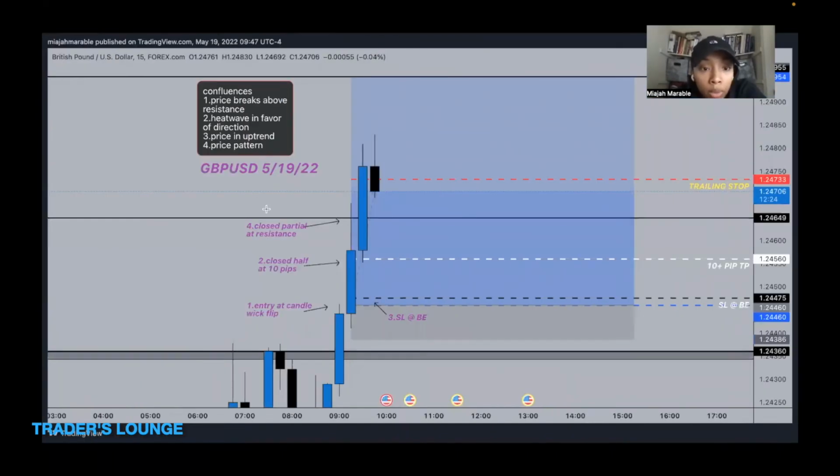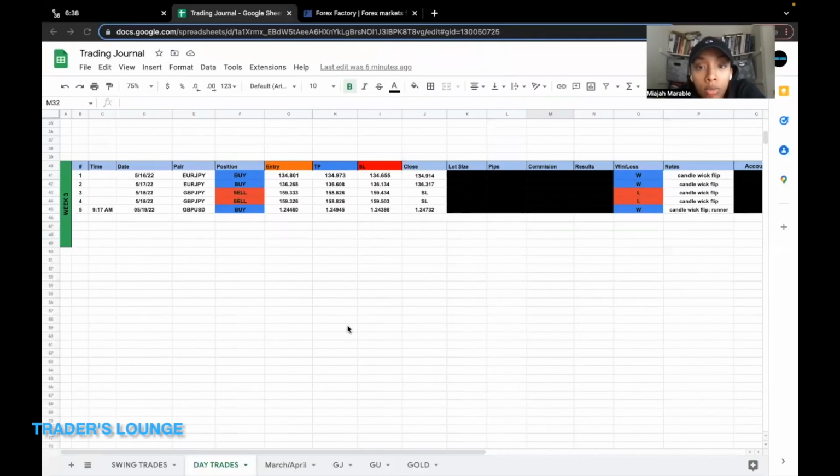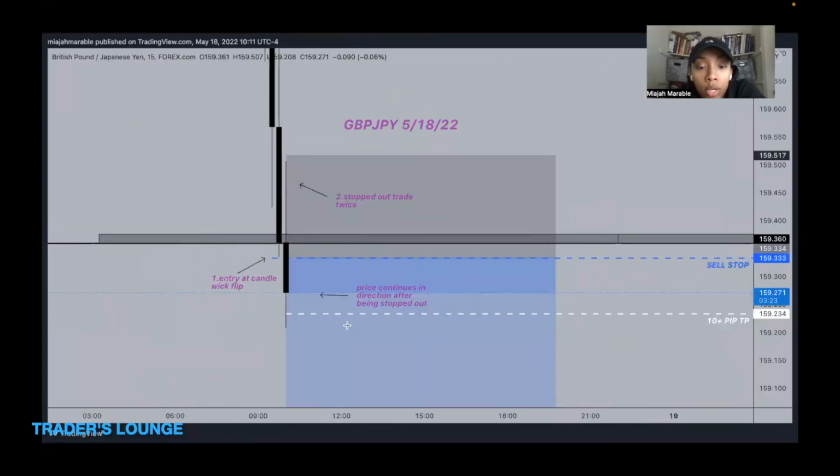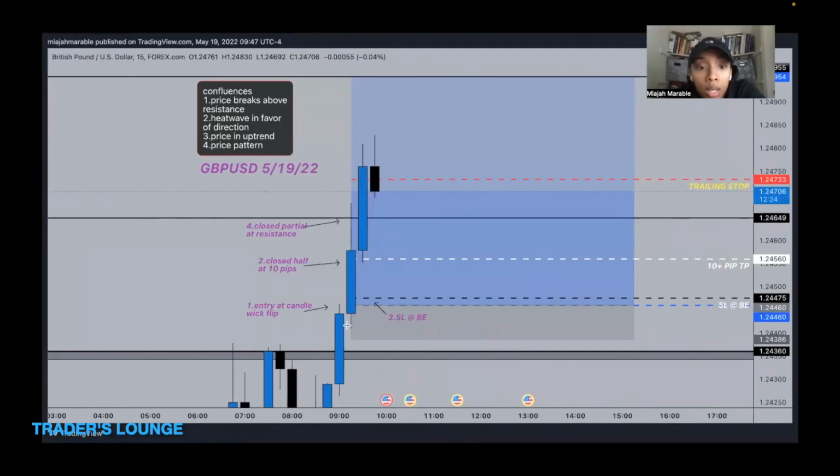This one I put my confluences on. This trade I took on Thursday. As you can see here, this was our runner for the week that we caught. So this trade covered my losses for the trade that I took twice, and I was pretty happy about that. As you can see, price was at resistance right here, and price was coming into an up direction as it came down and then came back up. So price broke above this zone area. Entry at candle wick flip, same thing every time.